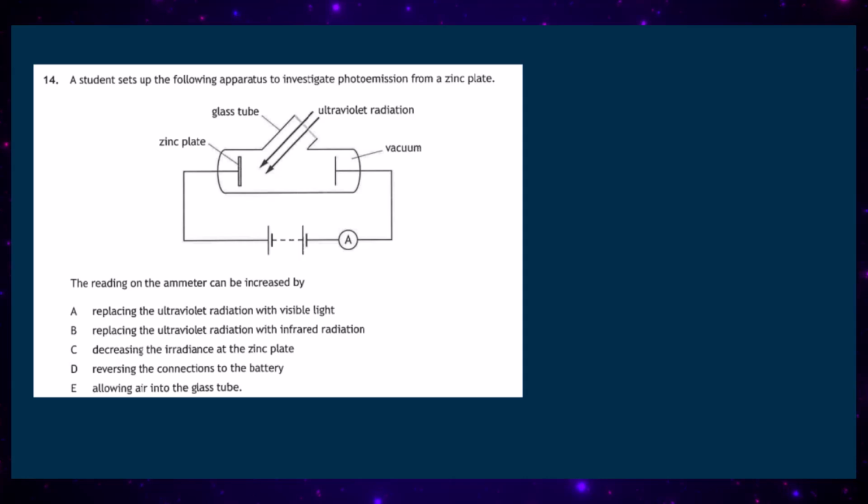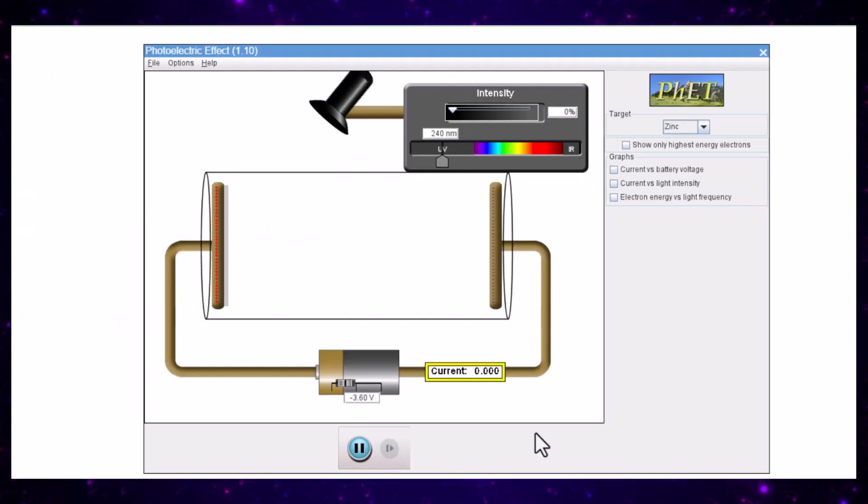And what we're asked in this question is, the reading on the ammeter can be increased by, well, we know that when the light shines on the zinc plate, photoelectrons will be released. And the question is really asking, how can we get more photoelectrons from the zinc plate over to this side of the metal plate here, so that we can have this current registered here. Now to explain this fully, I'm going to go to the PhET site to show you a simulation of what's happening. So let's look at the PhET site.